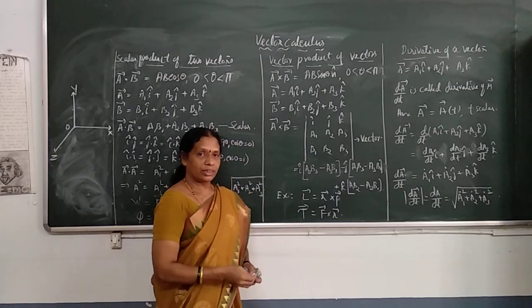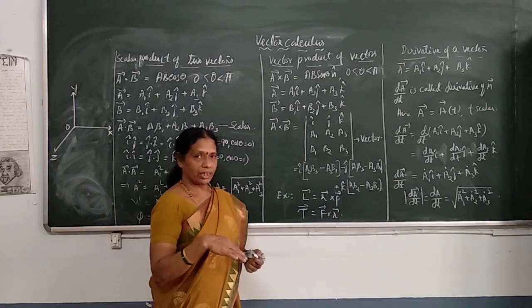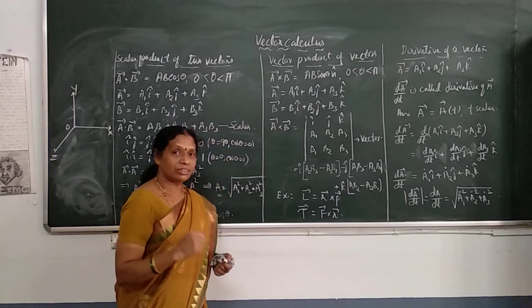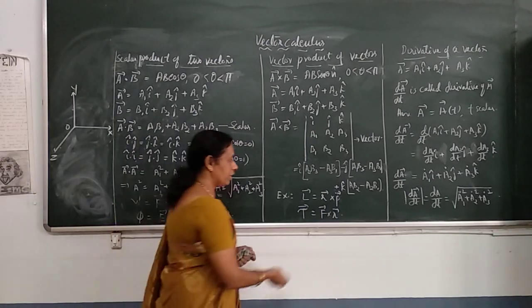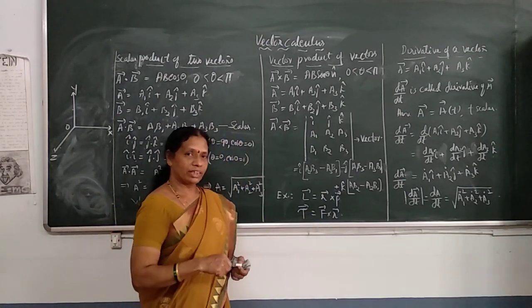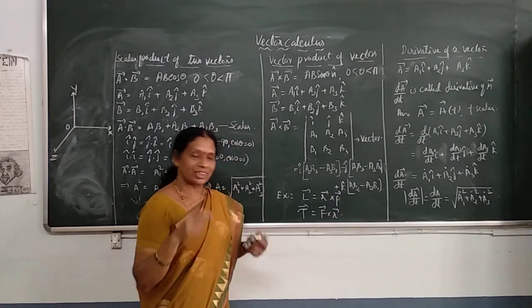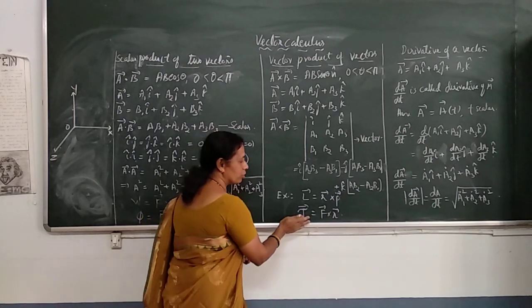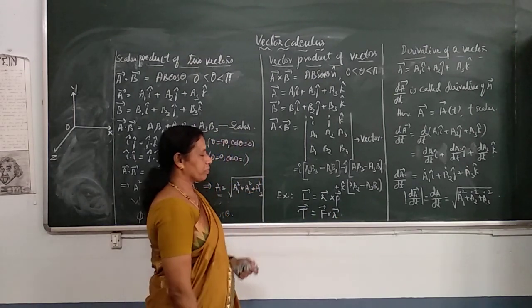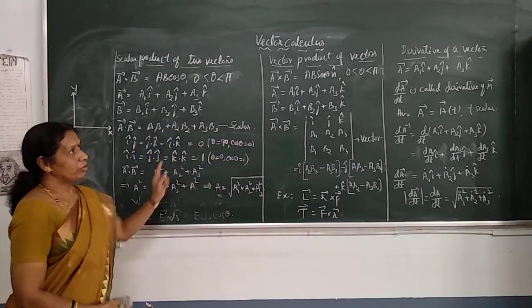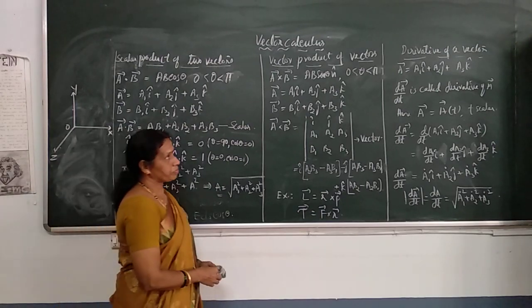Tau, the torque. The torque is a vector quantity. The torque is one which produces a rotational effect on a body. Whenever a force is applied, the torque is nothing but the rotational effect produced in that body. It is also a vector, the cross product of force and the displacement. This is about the scalar product and vector product of two vectors.